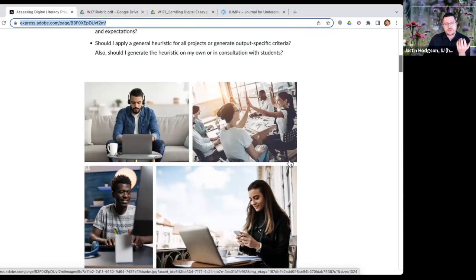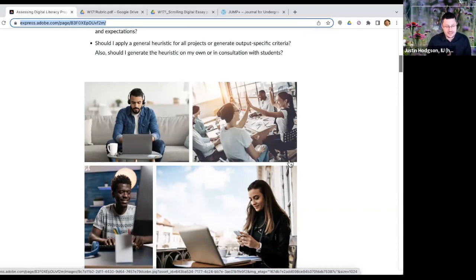And then I always ask questions like, is there a one-size-fits-all heuristic for the projects? Or in my case, I like to give students options. So for this final project, you can write a traditional research paper, or you can make a video, sort of a video essay, or you can make an interactive web text, which is great, because then I'm not grading the same kind of thing over and over again.